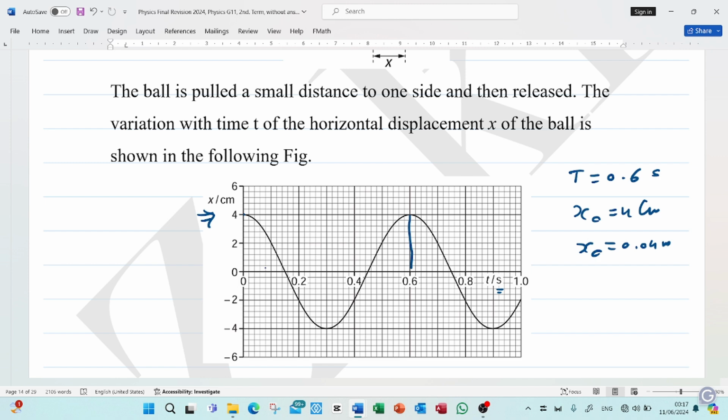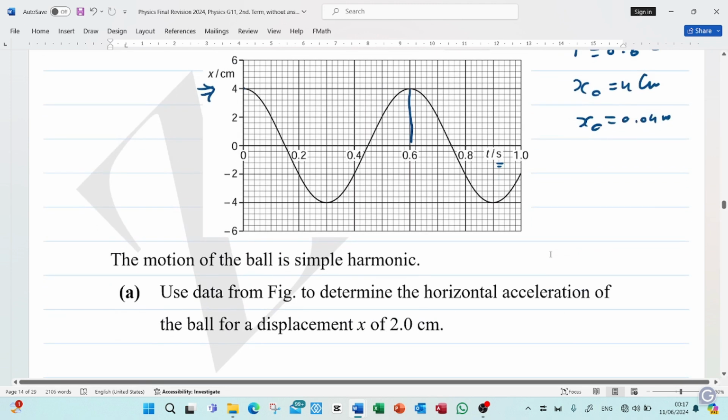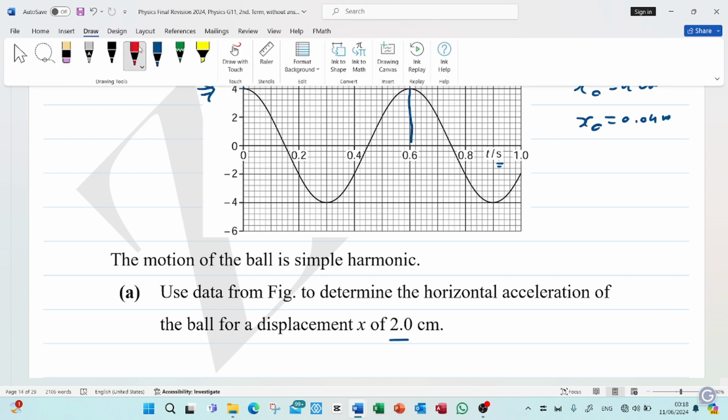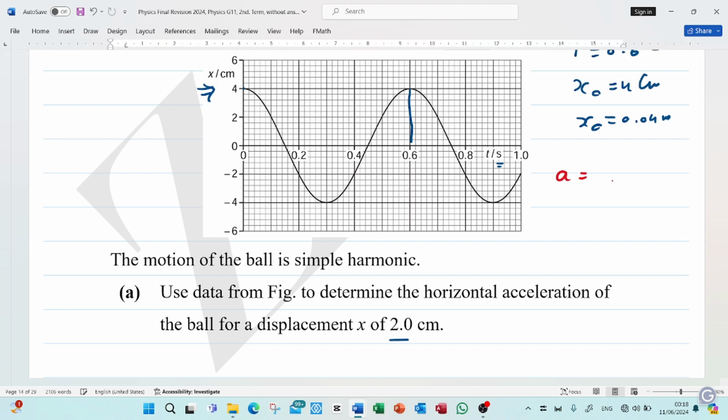It says, use the motion of the ball. The motion of the ball is simple harmonic. Use the data to determine the horizontal acceleration of the ball for the displacement x equals 2 centimeter. Now we need the acceleration. The formula for acceleration is acceleration equals negative omega squared x. This is from the formula sheet. And x here is 2 centimeter. We convert to meter, 0.02 meter.